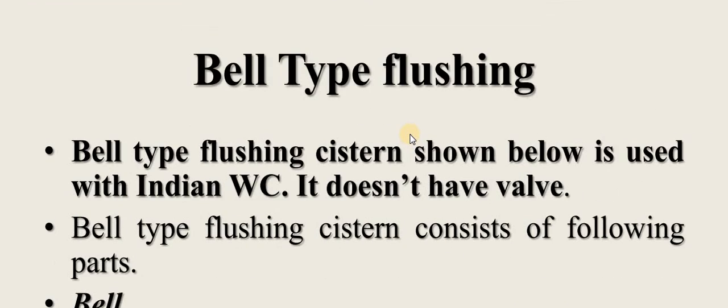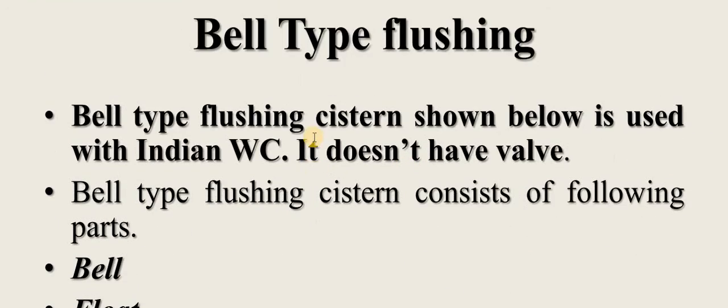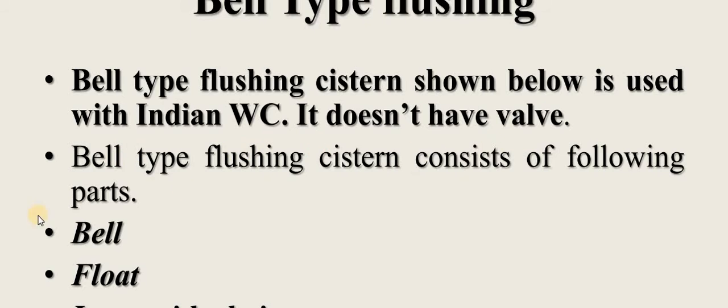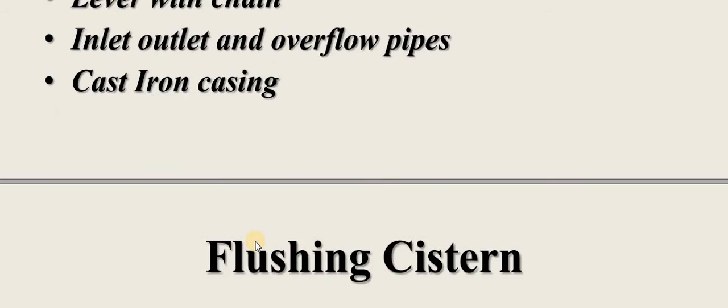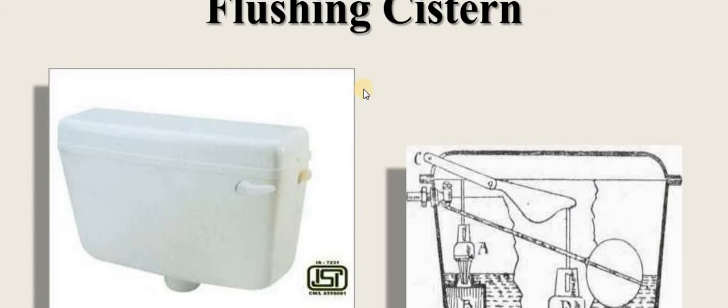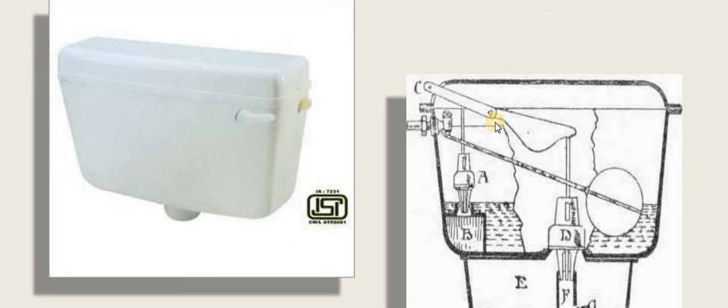So moving ahead, this is the bell type flushing. Bell type flushing consists of the bell and float, lever with chain, inlet, outlet and overflow pipes, cast iron and casing. This is the actual flushing system, and it carries out the bell action and so on.